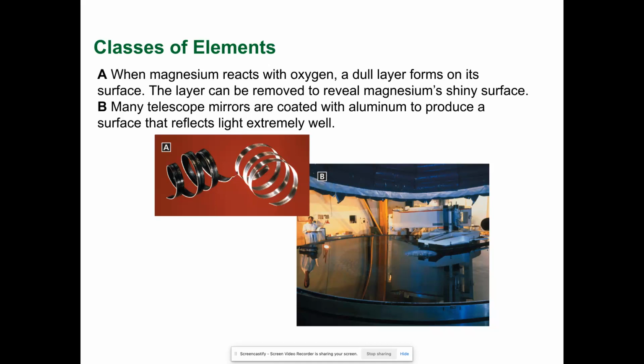The Statue of Liberty, similar thing. It's not naturally green. That's part of the oxidation process. Many telescopes and mirrors are coated with aluminum to produce a surface that reflects light extremely well. So here's an example of a mirror. Look at how big that thing is. It's just coated with aluminum. Okay.